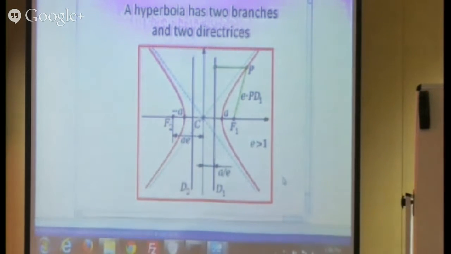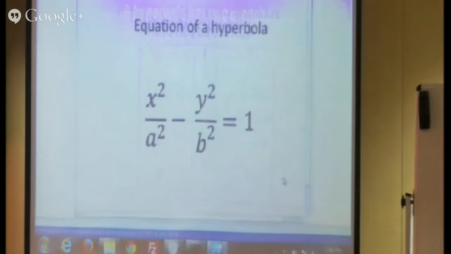We can proceed. So this is the equation. The equation of hyperbola is x square upon a square minus y square upon b square is equal to 1. What is the equation of ellipse? So if we have plus here in between the two terms, you will get an ellipse. Okay.